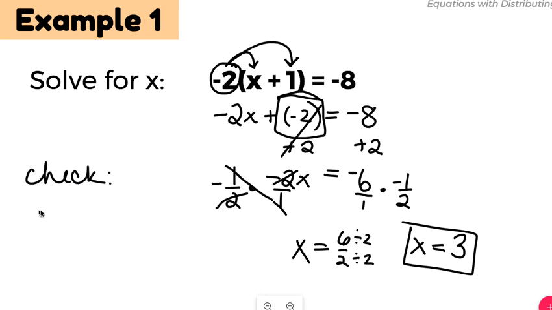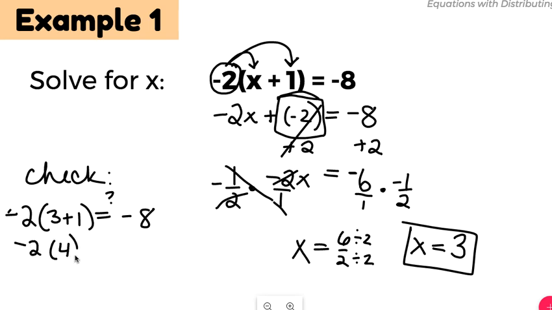So to check this, I just substitute. Instead of an x, I have a 3. And let's see, does it equal negative 8? Well, now I can follow the order of operations. Add my 3 plus my 4. Negative 2 times 4 is negative 8, and that checks out.